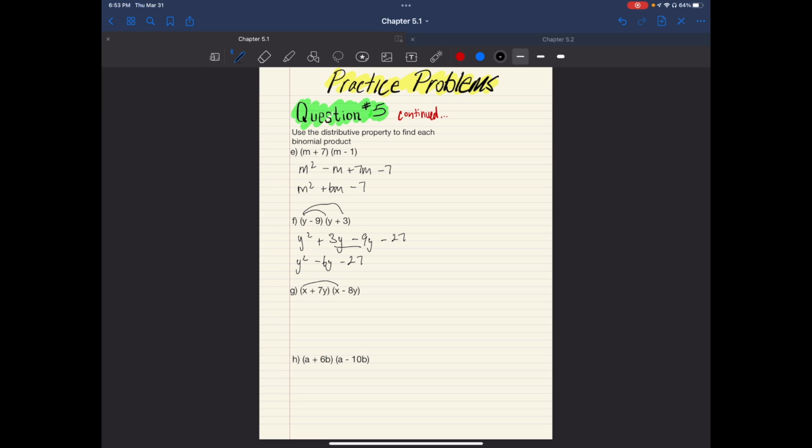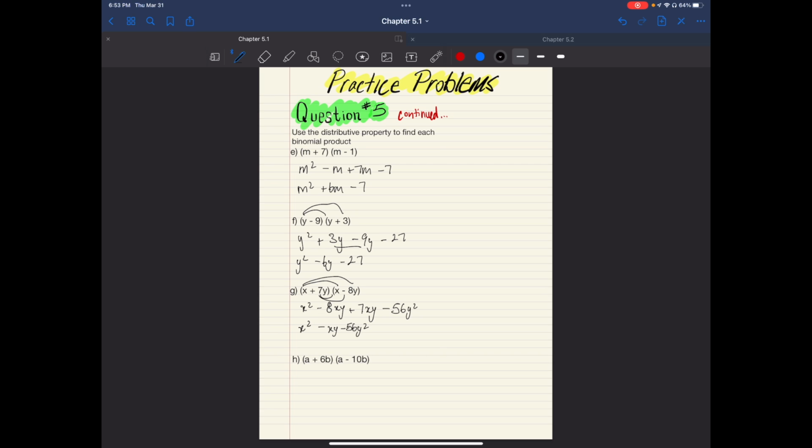Moving on here, x squared minus 8xy plus 7xy minus 56y squared, collect like terms, x squared minus xy minus 56y squared.